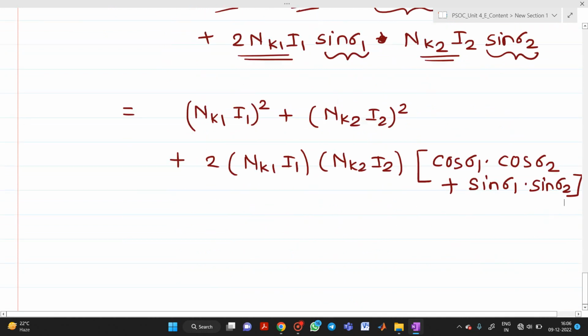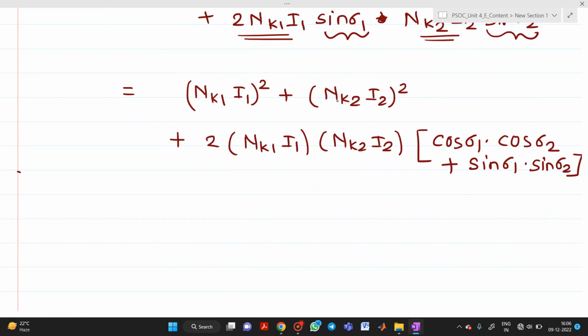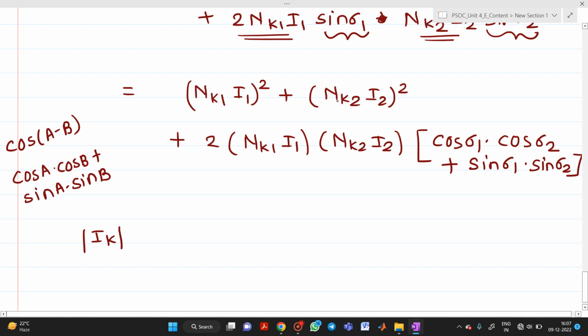From trigonometric functions, we know that the formula cos A into cos B plus sine A into sine B is equal to cos of A minus B. So how can I write mod of Ik square? What is the formula here?